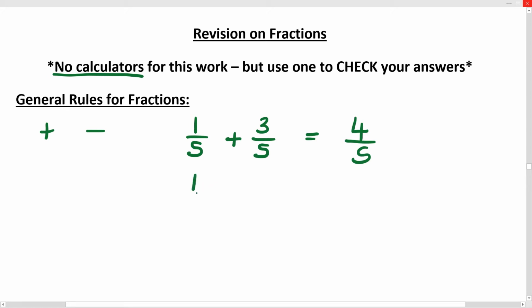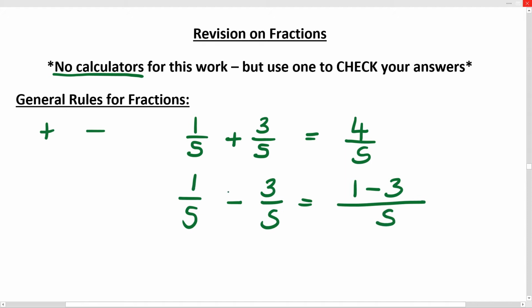And it would be exactly the same if it was subtracting. So you'd have 1 over 5, and then if I said minus 3 over 5, let me actually show you what that looks like put into one fraction. It's actually 1 minus 3 over 5, because this sign gets attributed to the numerator. That might be something you haven't really thought about in that way before.